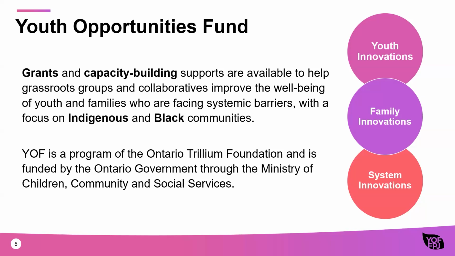As a response to these inequities, the YOF offers 3 different granting streams: youth innovations, family innovations, and systems innovations. Each stream focuses on a specific population and type of work. The youth innovation stream invests in the work of grassroots groups led by groups of youth under 29 or youth adult partnerships. The family innovation stream focuses on resourcing grassroots groups led by parents, guardians, and caregivers working to support and strengthen parents, guardians, and caregivers who face systemic barriers.